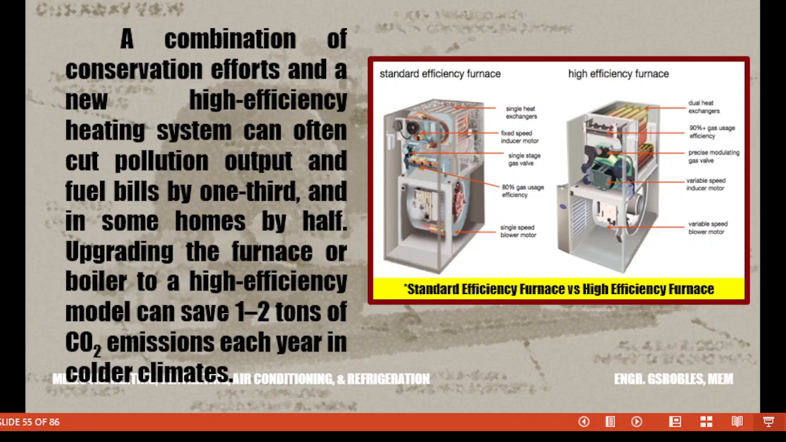So efforts are actually underway to cut pollution outputs and then fuel bills by making use of high-efficient heating fuels which are available nowadays. So upgrading furnaces and then boilers to high-efficient models can eventually reduce yung tinutukoy nating carbon dioxide emissions by around 1 to 2 tons or 1,000 to 2,000 kilograms of carbon dioxide per year.